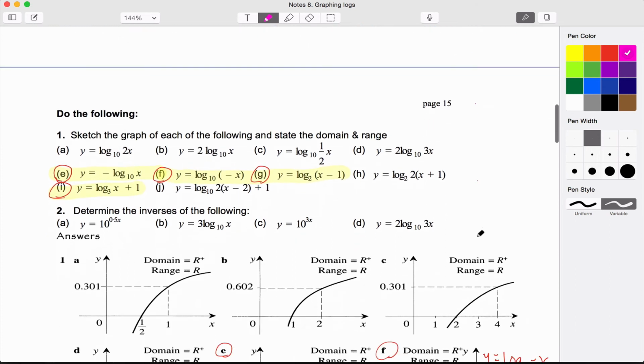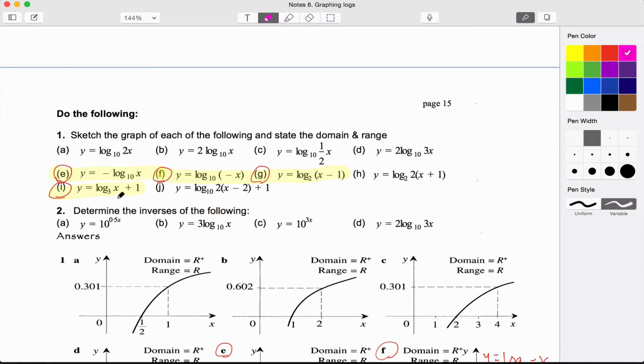I want to have a look now at sketching some graphs. And the ones I'd like you to try are the ones I've highlighted here: E, F, G, and I. They're the main ones that we will need to know for this unit of work, and they're the main ones that I want you to focus on that I can talk about in this video.